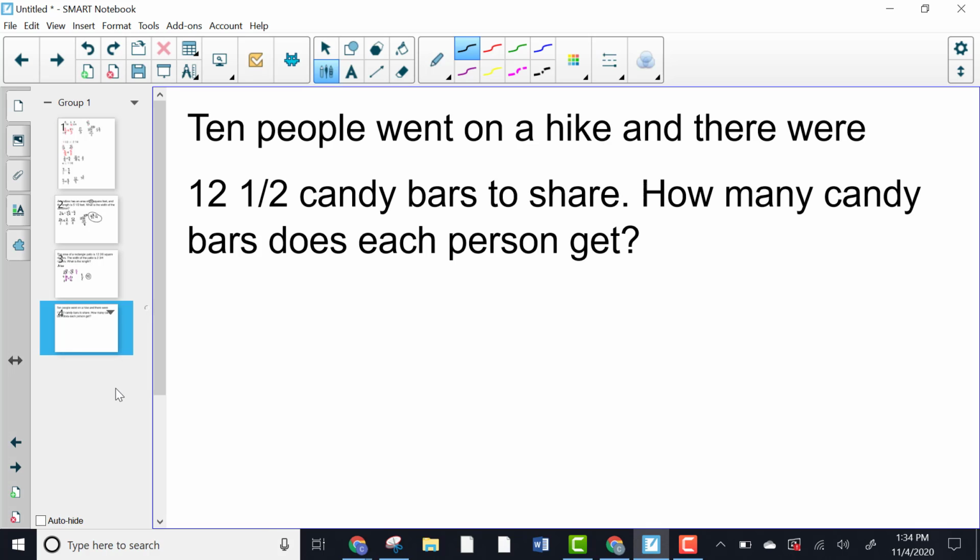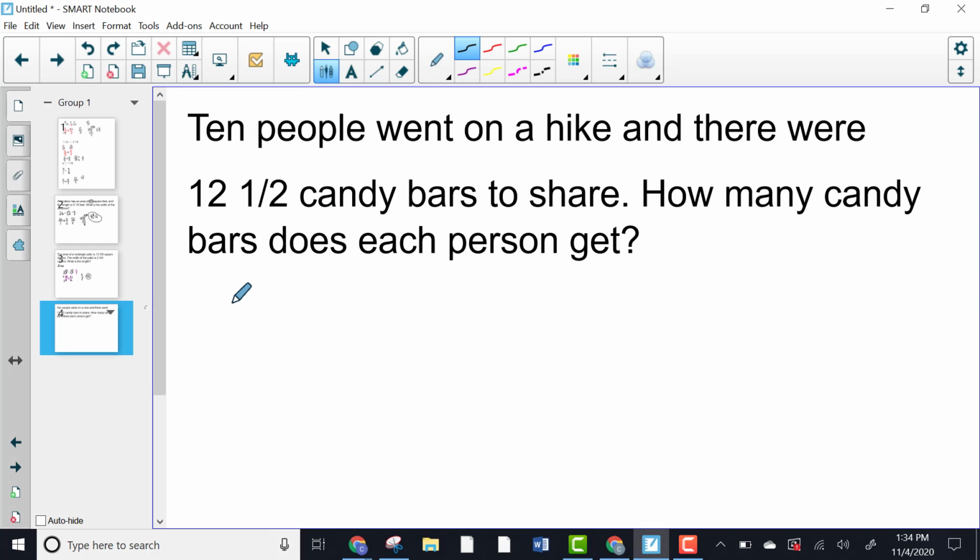How many candy bars does each person get? So if you remember from the other video, you are not able to divide people. It is very easy to take a look at this type of story problem and think, oh, I just take 10 and divide it by 12.5. You cannot do that because you cannot divide people. You need to think about what you're dividing, and what's being divided in this problem are the candy bars, not the people.